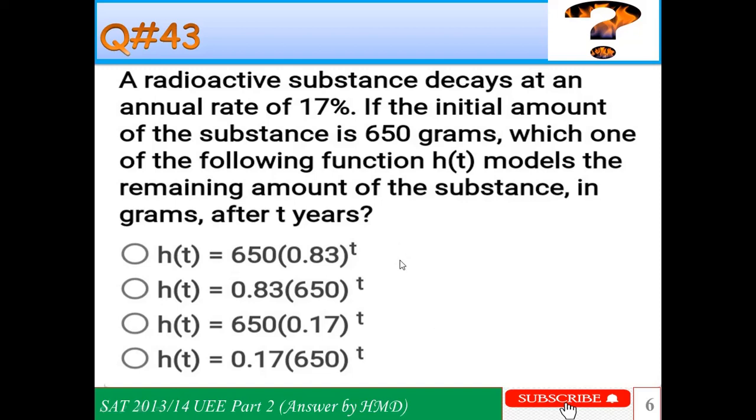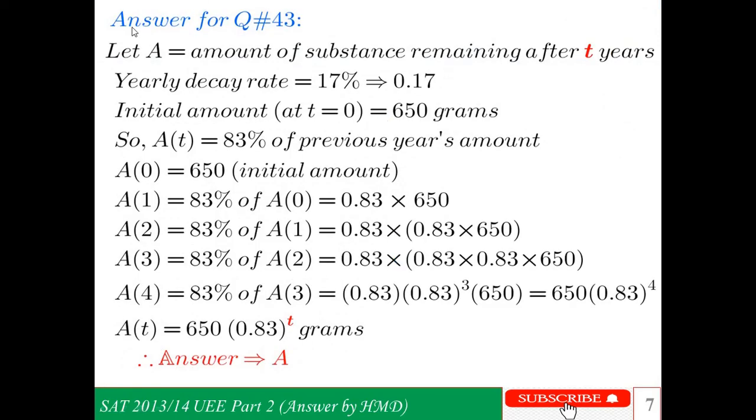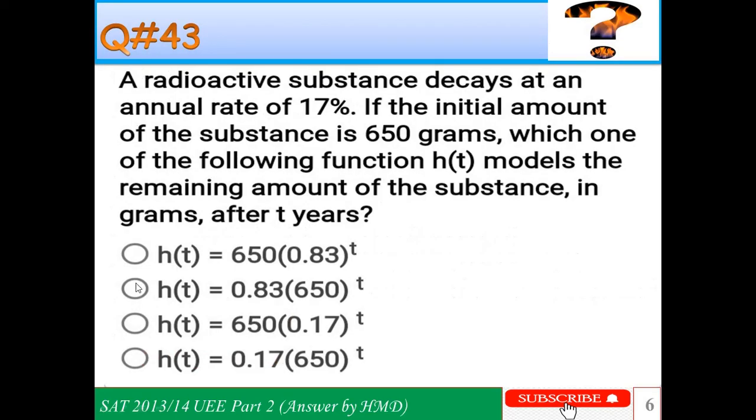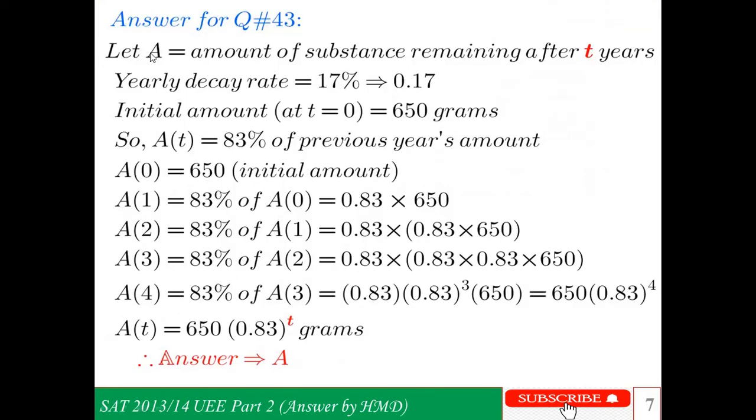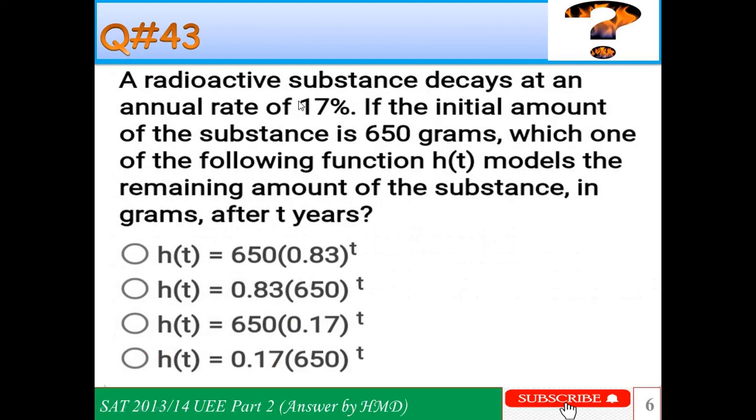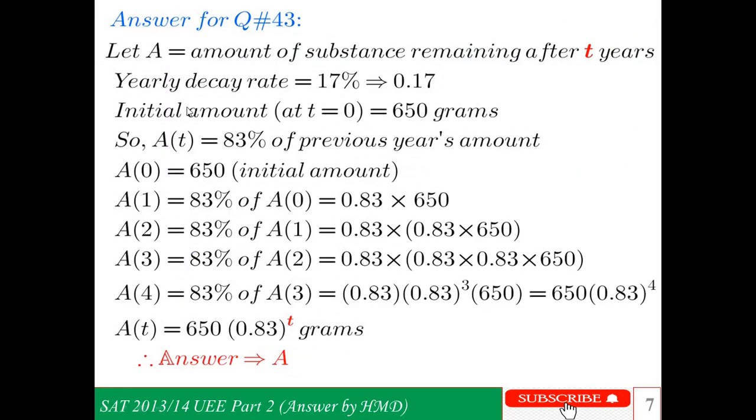Students, again, please try to do it by yourself first, then check your answer with my answer. Alright, let's have an investigation for question number 43. Here is the answer. Actually it represents h of t. I made a mistake, but it doesn't matter because it's a variable. Let A be the amount of substance remaining after t years, which means h of t. A is h of t.